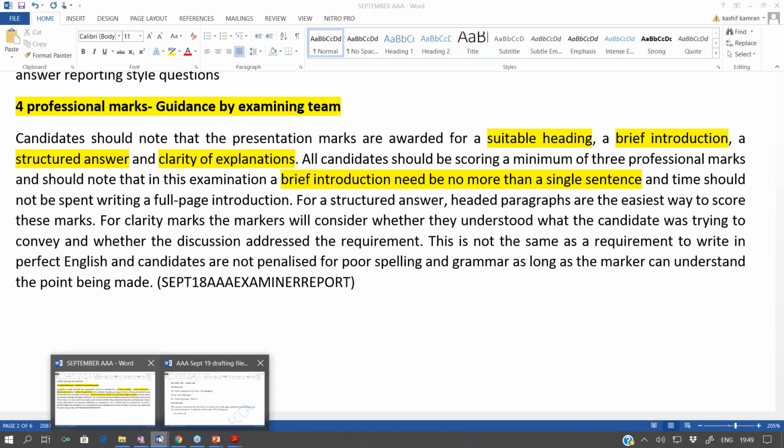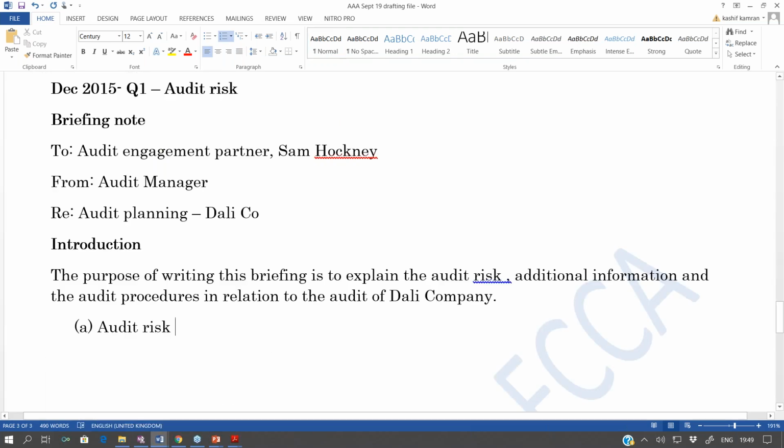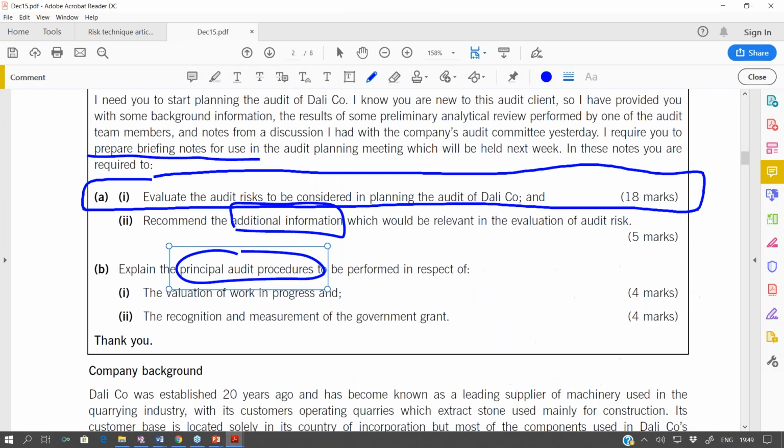Okay, let's go back and start writing the audit risk. Structured answer. You need to do the briefing note in a structured manner, right? A, B, C. You cannot distort the briefing note as B, C, A, or C, B, A. The briefing note has to be done in A, B, C. You need to maintain the structure of the briefing note. So A is the audit risk. First, let's go down to the case and find the audit risk.